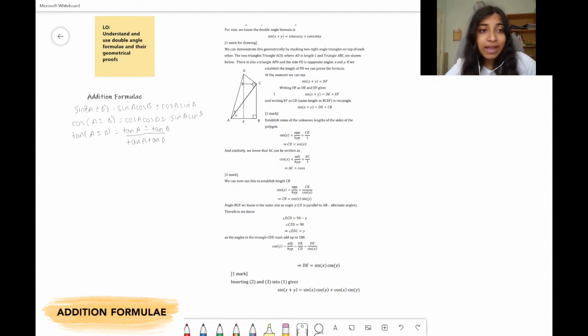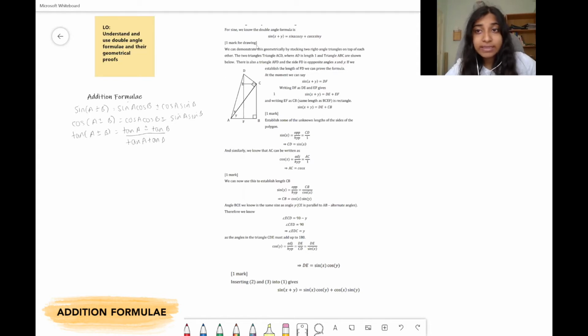So the first one we have is sine A plus or minus B is equal to sine A cos B plus or minus cos A sine B. So I've written out the proof here, and I'll take you through it step by step. We know that for sine, the formula is sine x plus y is equal to sine x cos y plus cos x sine y.